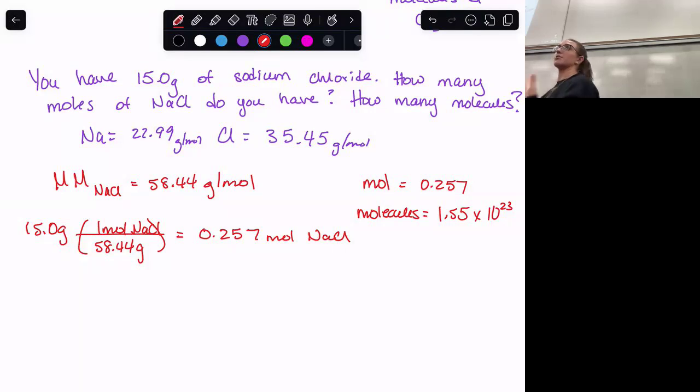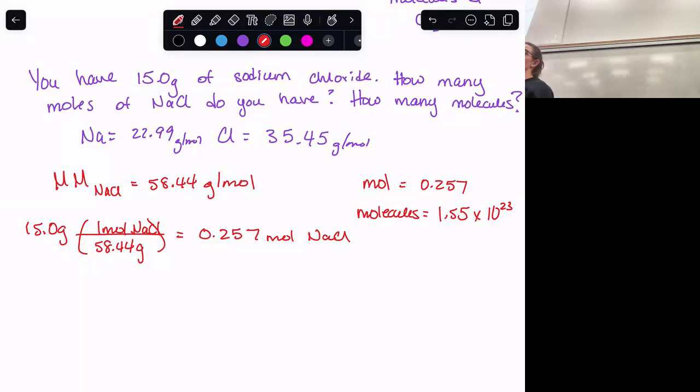If you multiplied 15 by 58, you're going to get this large number. If you get that many moles, that might be a red flag to say, I think I might have done something wrong, right? I have less than 1 mole of starting material, so my number of moles should be less than 1 as well. Okay, so 0.257 moles of sodium chloride.